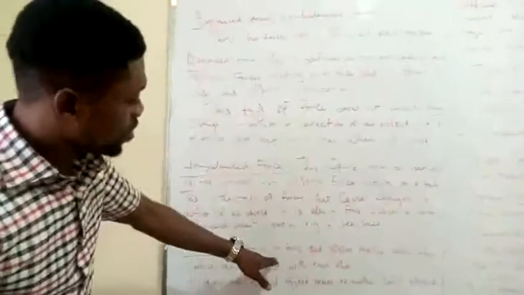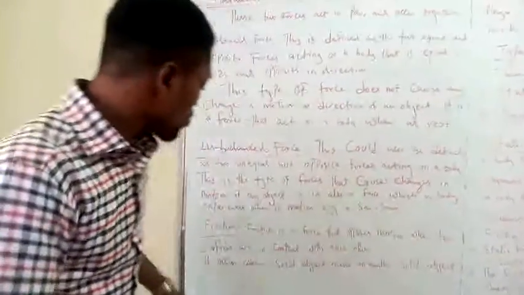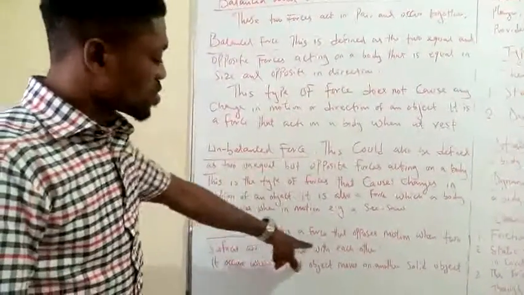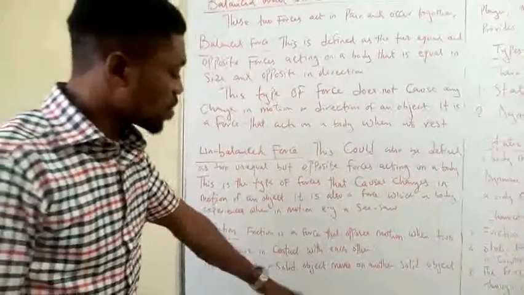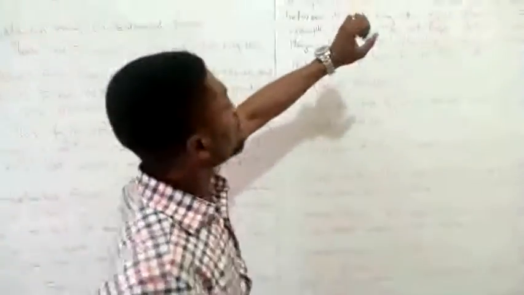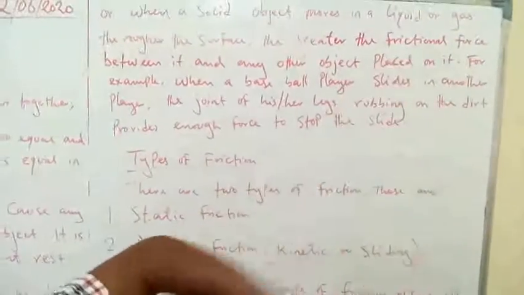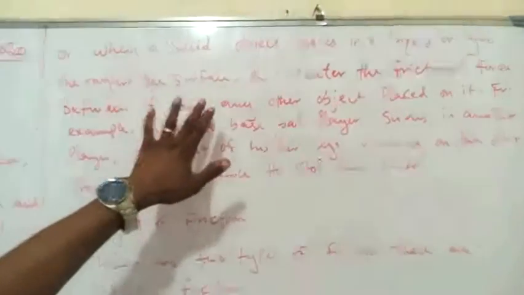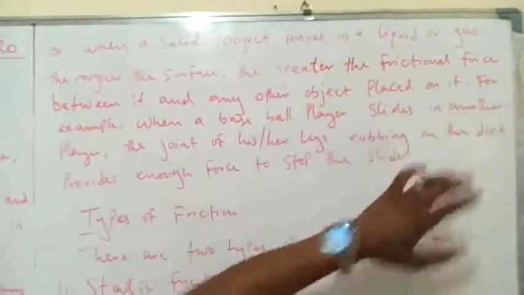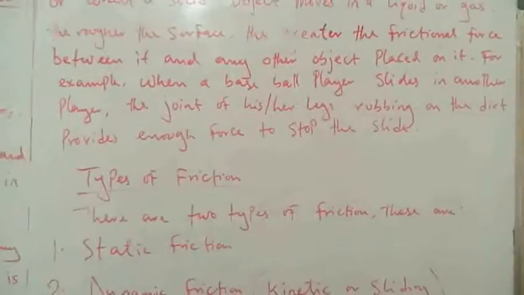Now look at this. Friction is a force that opposes motion when two surfaces are in contact with each other. It occurs when a solid object moves on another solid object, or when a solid object moves in a liquid or gas. The rougher the surface, the greater the frictional force between it and any other object placed on it. Now, we said the rougher the surface, the greater the frictional force.